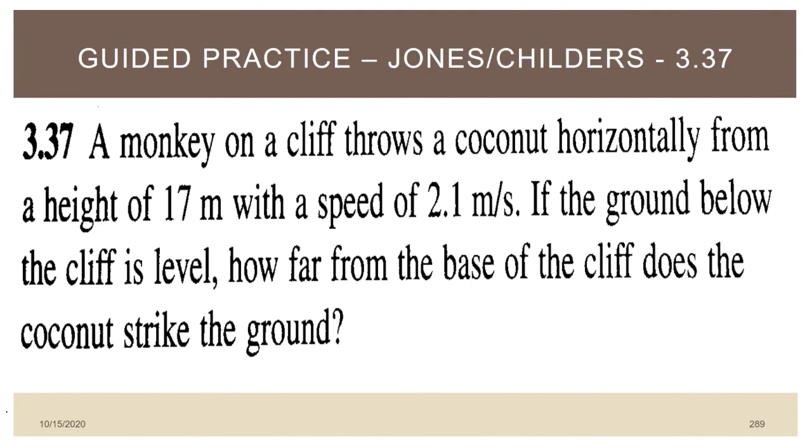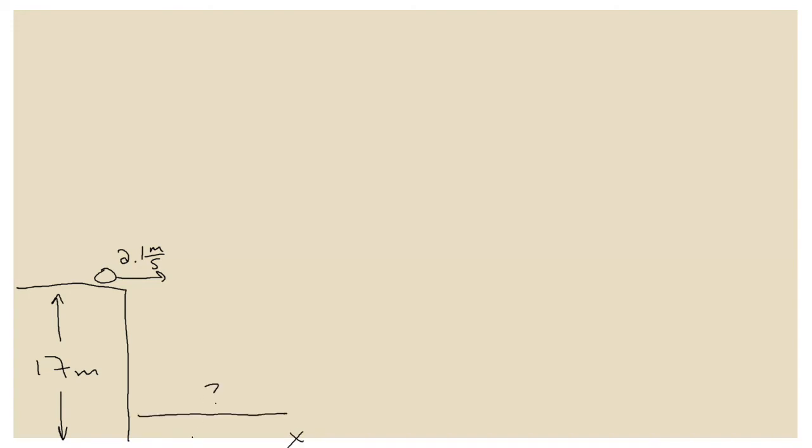All right, so the first thing that we should do is just make a basic sketch of the situation, and then we'll get the chart going. So they tell us here that this monkey is on a cliff, and that cliff is 17 meters high. And they tell us the monkey throws the coconut at 2.1 meters per second. And that's really it. They're asking us how far from the base of the cliff does the coconut land.